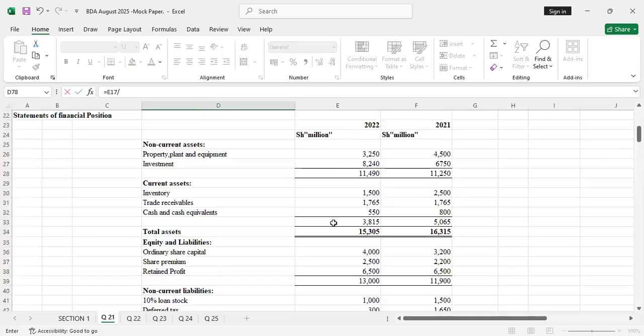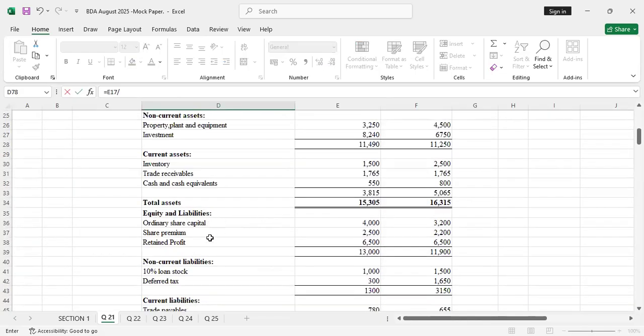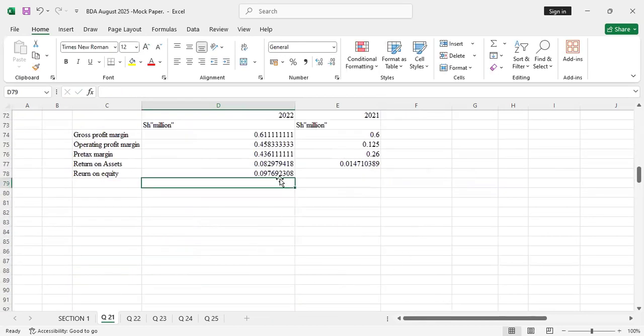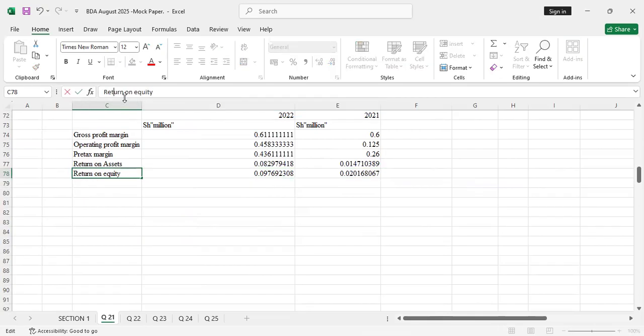Total equity, you will get it under equity and liabilities. So we'll get it here: ordinary share capital, share premium, and retained profit. And they have a total of 13,000. So just divide it directly, then enter. Once you enter that, you just drag for 2021. Okay, so we continue.